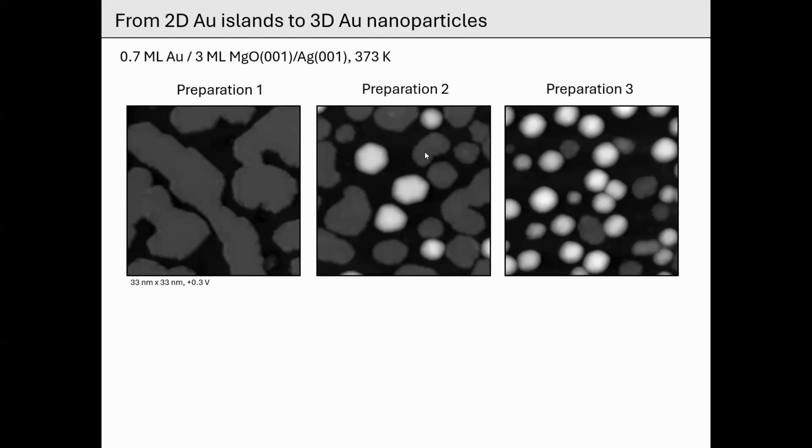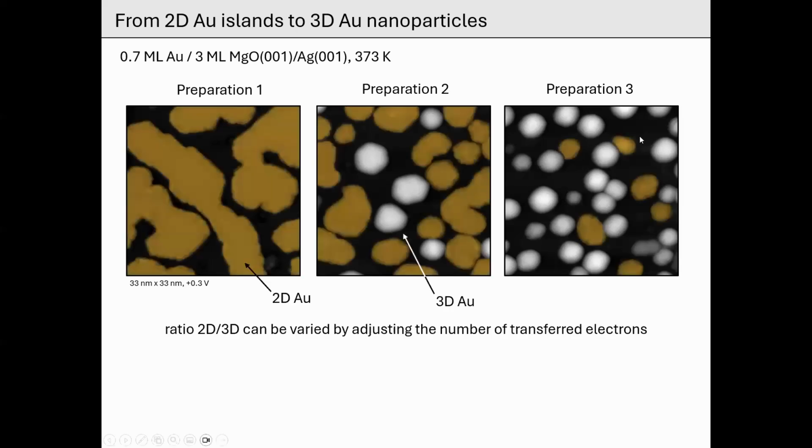image, then it looks like this. And then one day later, the professor comes, has even more experience, and does the same preparation, and the sample looks like this. So what we see here, I colored the two-dimensional ones and the three-dimensional ones. So the brighter ones are three-dimensional gold clusters.